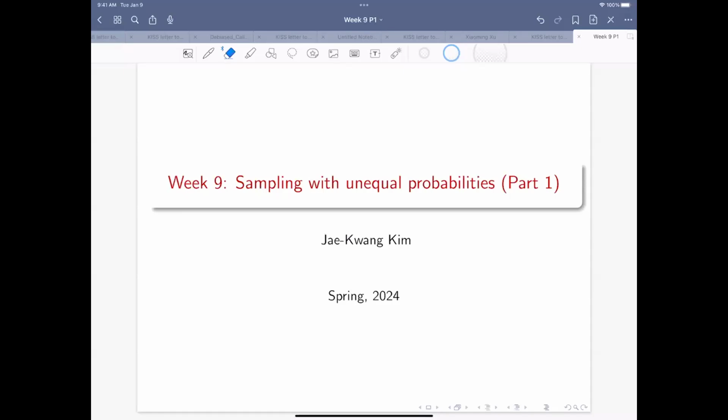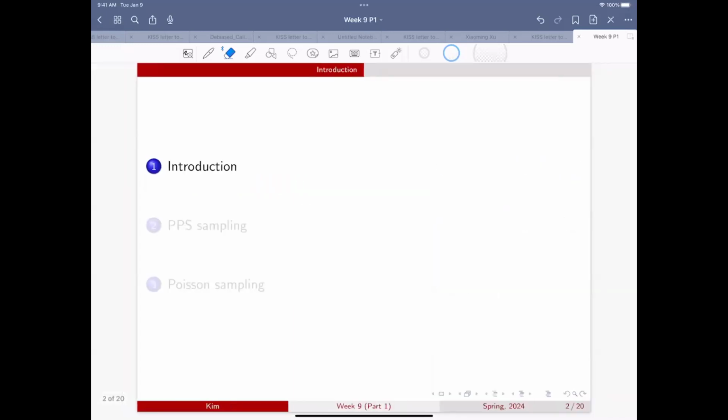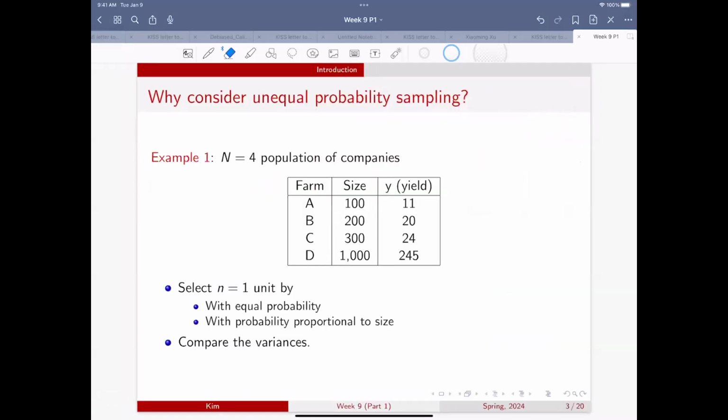Sampling with unequal probabilities. So now we want to discuss unequal probability. First question is why we care, right? Why do we consider unequal probability sampling?